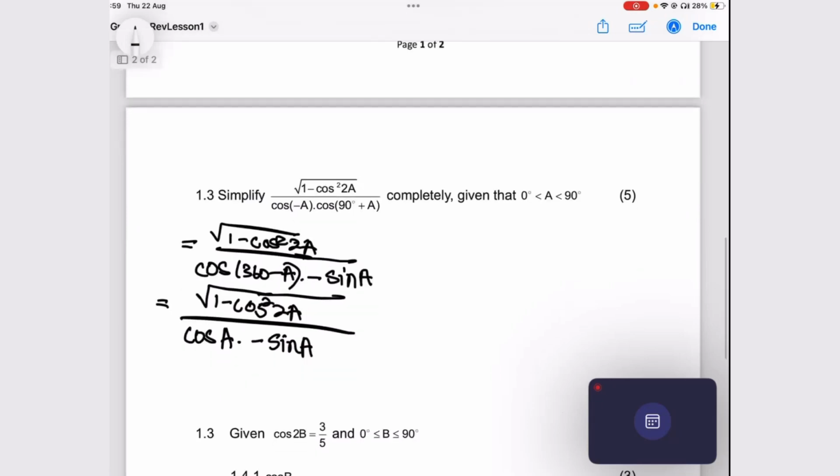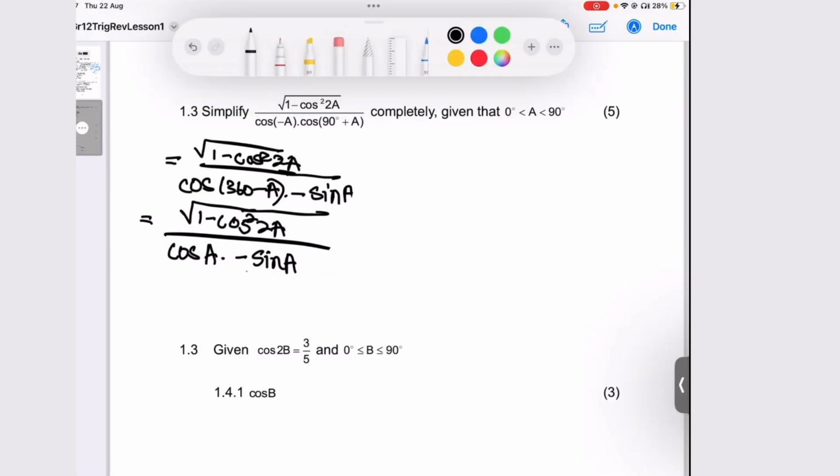Now, we have the square root of 1 minus cos squared 2a. We need to remember what we learned in grade 11. 1 minus cos squared 2a can be written as sine squared 2a, because that is the identity: cos squared 2a plus sine squared 2a is equal to 1. So you need to remember that identity, and the bottom is negative sine a times cos a.